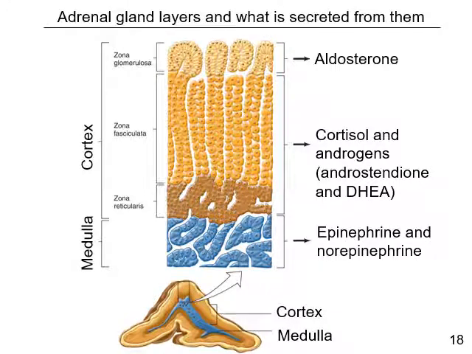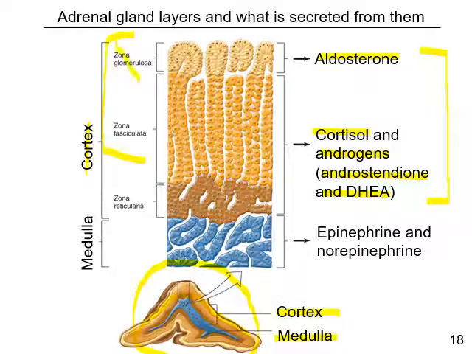This is a cartoon of the adrenal gland with its medulla in the middle, the adrenal medulla, and the adrenal cortex. The adrenal cortex is on the outside of the adrenal gland, just like the cerebral cortex is on the outside of the brain. The cells of the adrenal cortex release the steroid hormones aldosterone, cortisol, and androgens like androstenedione and DHEA. These steroid hormones are released by the adrenal cortex.